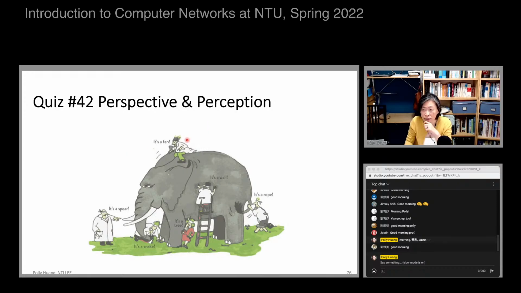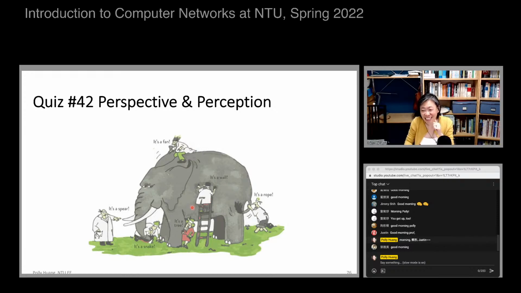Okay, so the scientist at the top, touching the ears, finds, oh, okay, this might be a fan, right? And the scientist at the tail feels that, oh, this is a rope. And of course, the scientist on the side is feeling that there's something flat and wide and broad, almost like a wall.